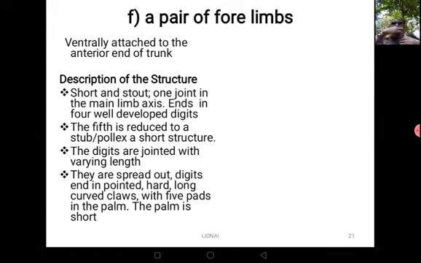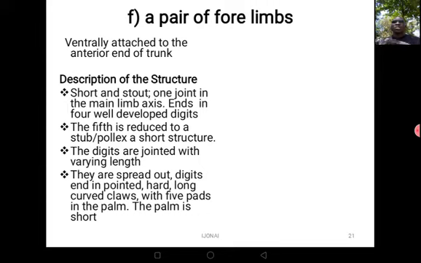For us, the forelimbs are called arms. For the rats, the forelimbs are the forelegs. When you look at the forelegs, you realize that they are short and stout, and they have majorly one joint in the main limb axis. The other is in the phalanges, in the wrist area. But there is one main joint, and then it ends up into 4 digits.